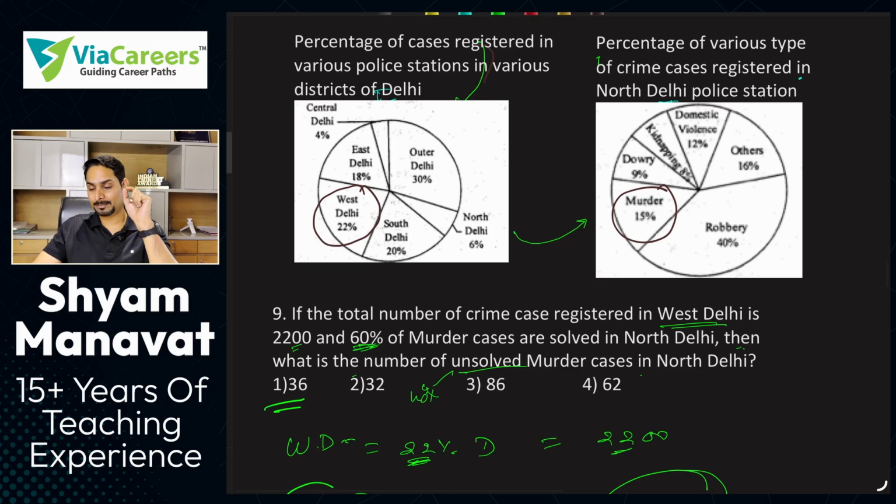So I hope you are able to interpret the data. That's the objective, guys. That's the objective. We are going to see the exam difficulty level questions also in the coming lectures. But पहले हम format सारे समझेंगे, ठीक है? Let's see one more example.